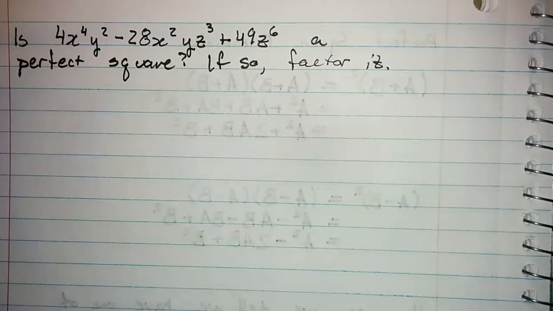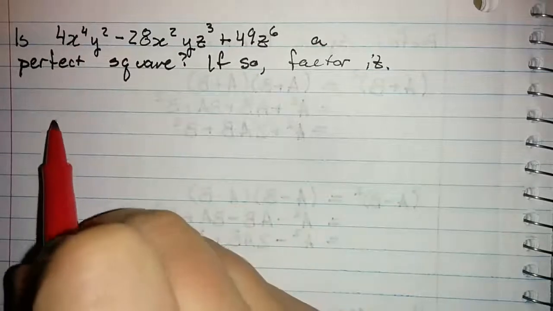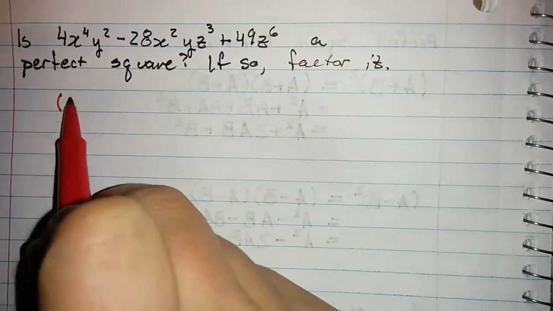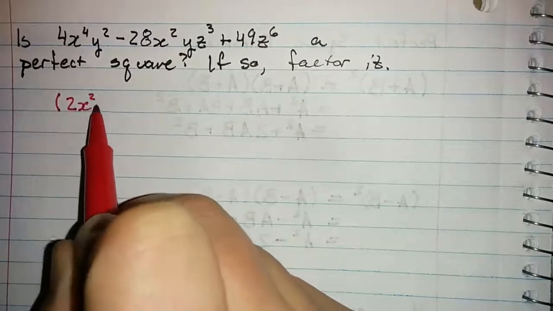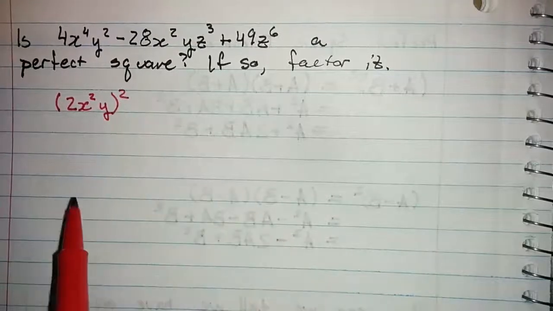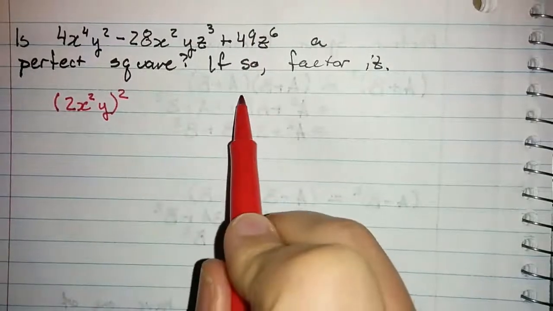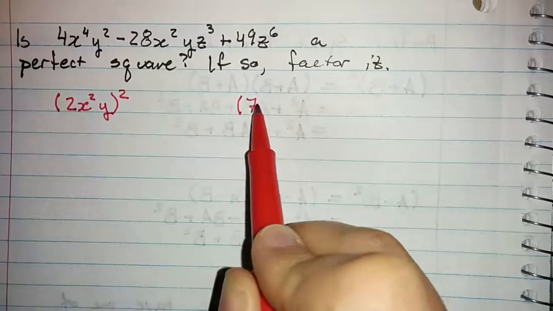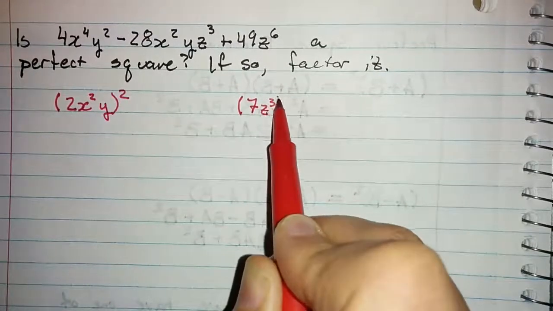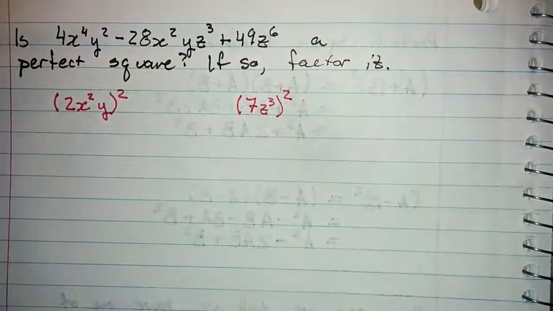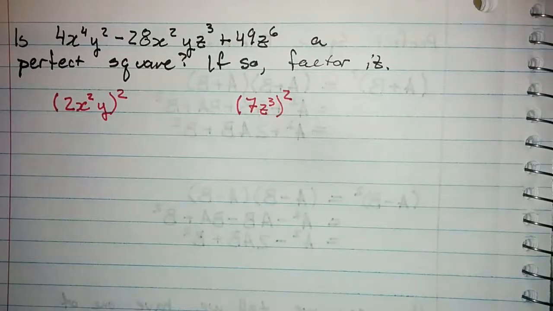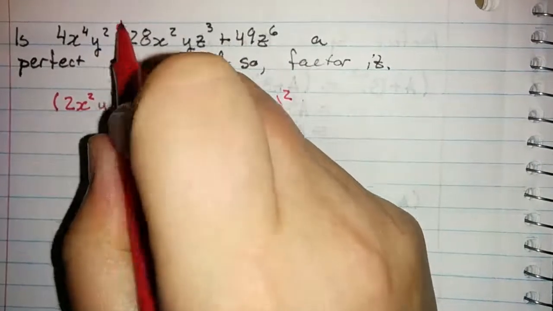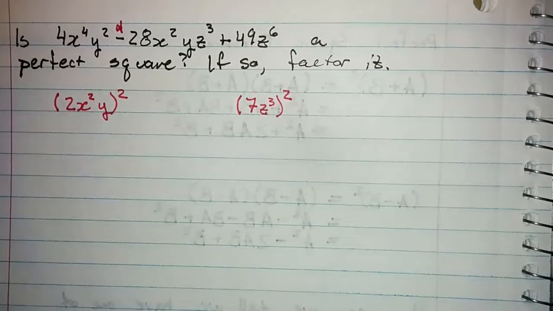All right. Well, the first term is a perfect square, right? It's (2x²y) all squared. The last term is a perfect square. It's (7z³) all squared. And I also notice that this is subtraction.